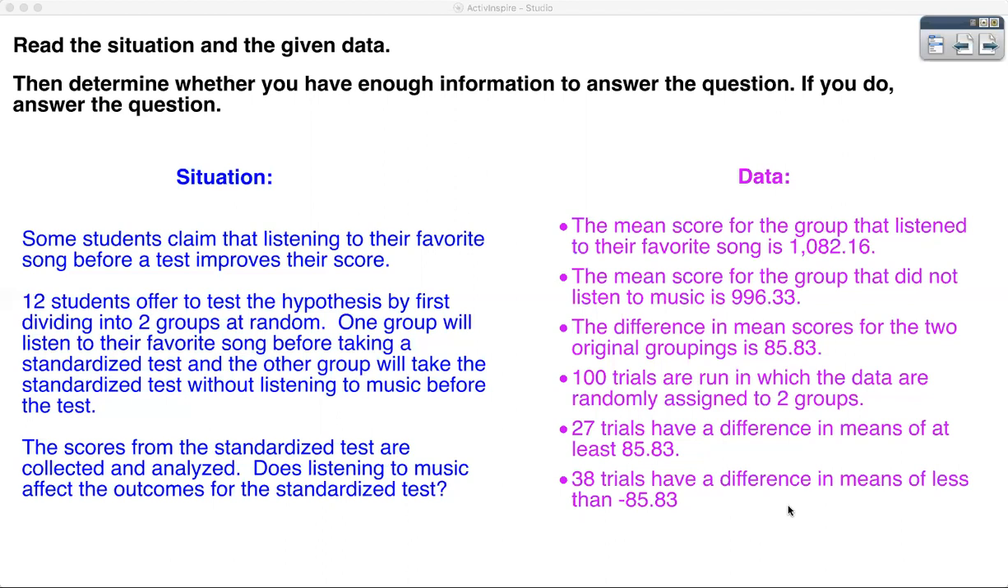Therefore, the difference from the original groupings does not seem significant enough to claim that listening to their favorite song made a difference in the score on the standardized test. So in this situation, unfortunately, we do not have enough evidence, we do not have enough information to answer this question. All right, let's look at the next one then.